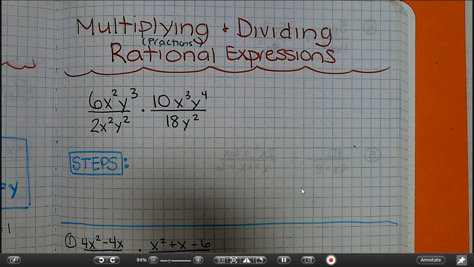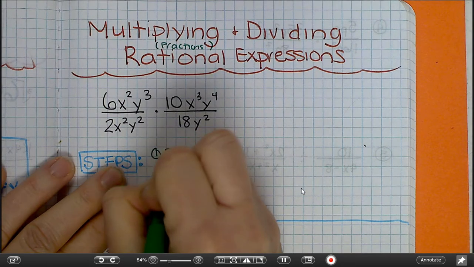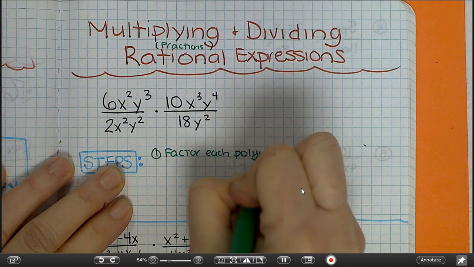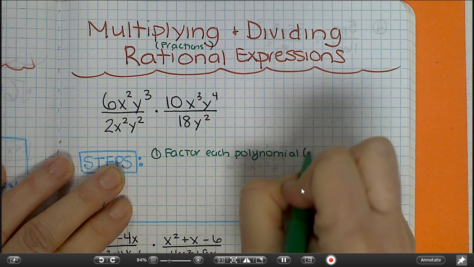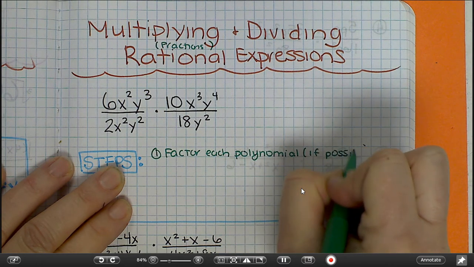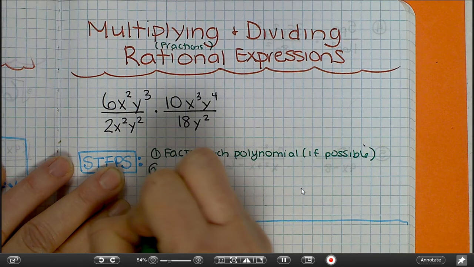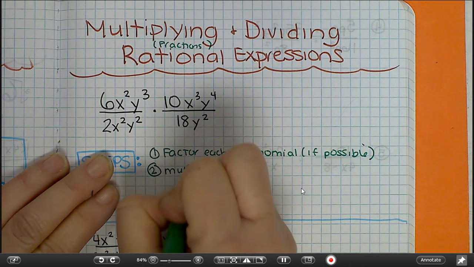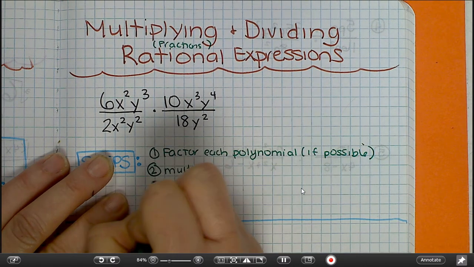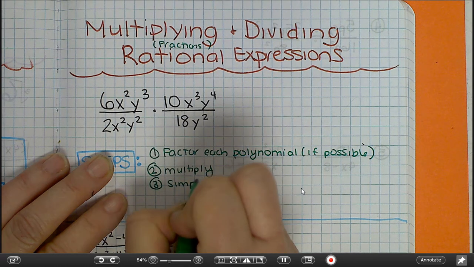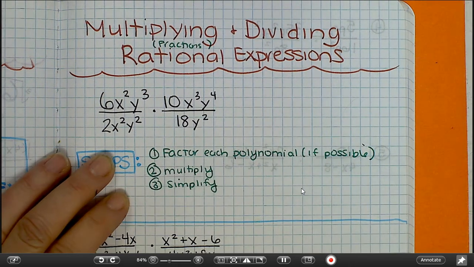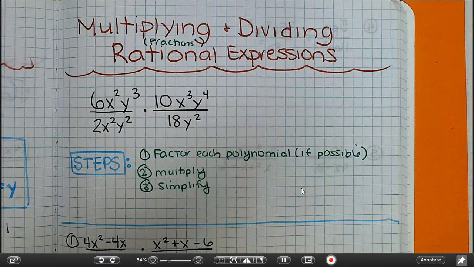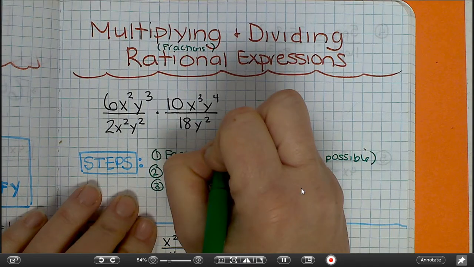So the first thing you're going to do is factor each polynomial, if possible. That's first. Okay. The second thing you're going to do is multiply. And then you're going to simplify. All right, so these are the steps. We're going to factor, multiply, and simplify. So can we factor any of these? No, they're not factorable. They're monomials. So we're going to go to step 2, which is multiply.